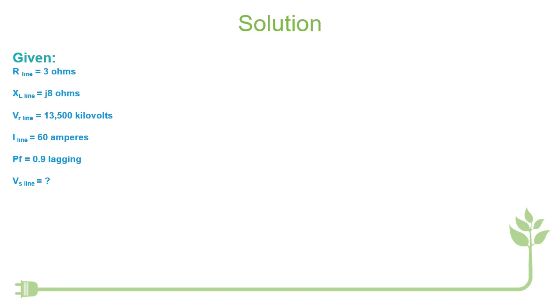For this problem, we need to first determine the voltage at the sending end, line to line. And as discussed earlier, we all know that the voltage at the sending end is equal to the voltage at the receiving end plus the multiplication of impedance and receiving end current.